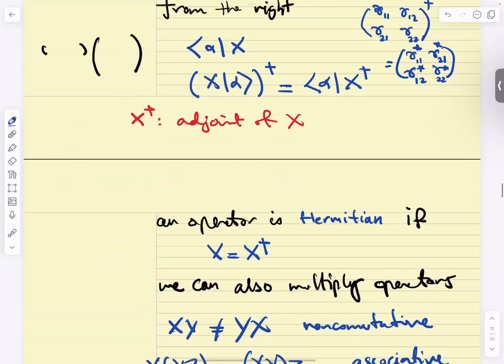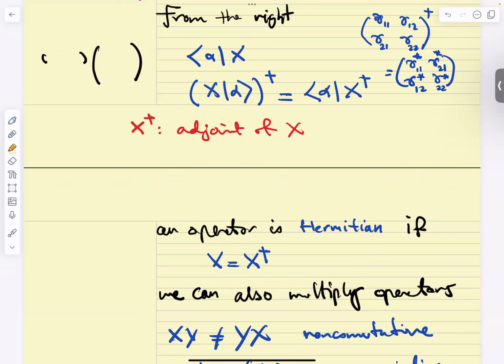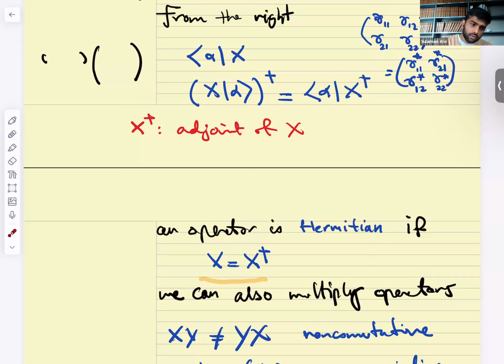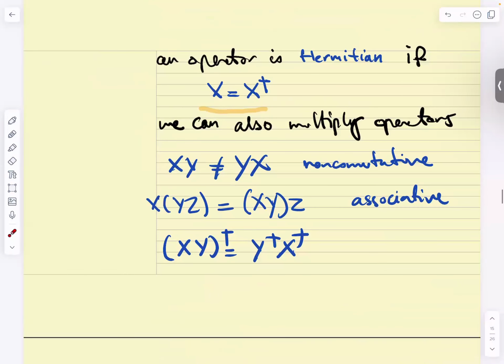So from this, you immediately see that we define an operator to be Hermitian if it's equal to X dagger. Are there any special properties that you can see from this definition about the diagonal elements of Hermitian operators? They're real. Yes, because the only way for this to be equal to the original one is that gamma 1,1 and gamma 2,2 have to be real. Good. So that's something you can see.